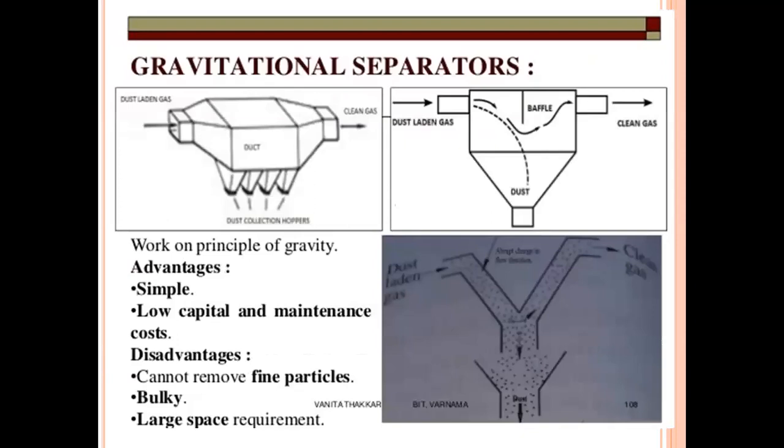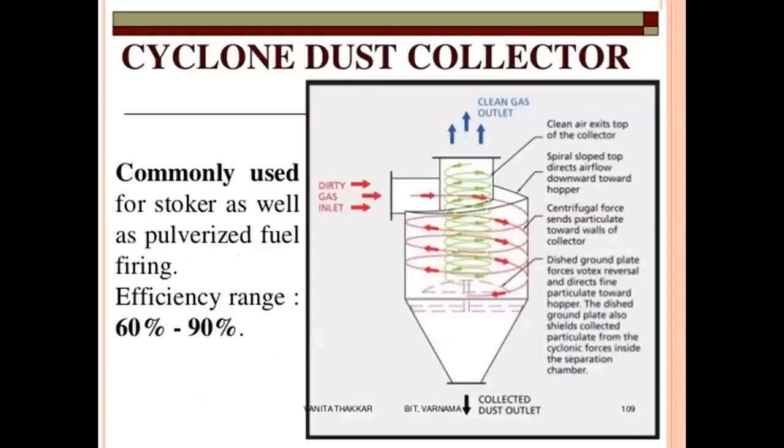So the gravitational separator works on the principle of gravity. Advantages: simple, low capital and maintenance cost. Disadvantages: cannot remove fine particles, bulky, large space requirement. Cyclone dust collector: commonly used for stoker as well as pulverized coal firing, efficiency range 60 to 90%.